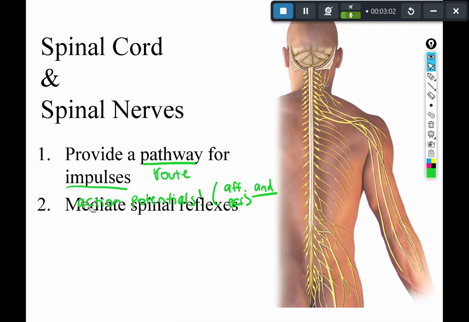They also mediate spinal reflexes, which is one of the things that this chapter is about. So a spinal reflex is one which is coordinated and executed by the spinal cord. So the information about what's happening is sent up to the cerebrum, but the actual reflex and response can be coordinated by the gray matter of the spinal cord all by itself.